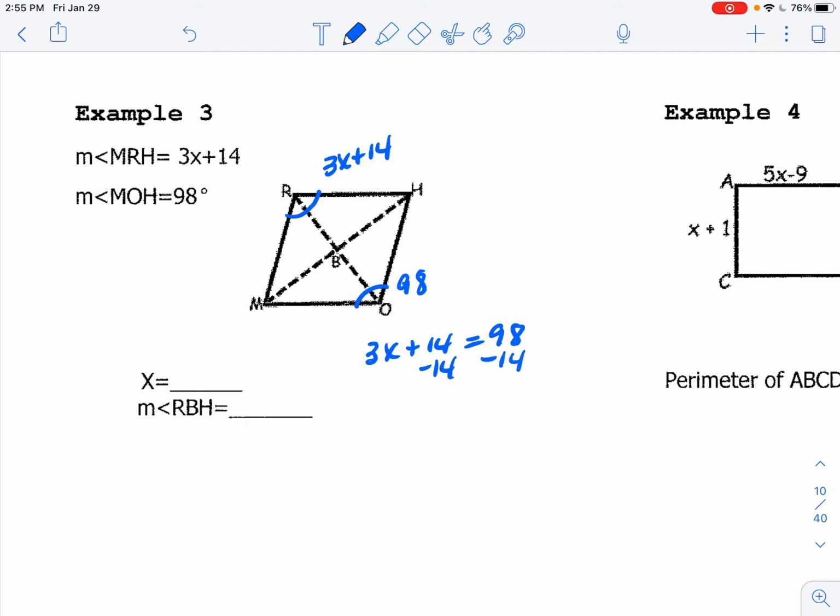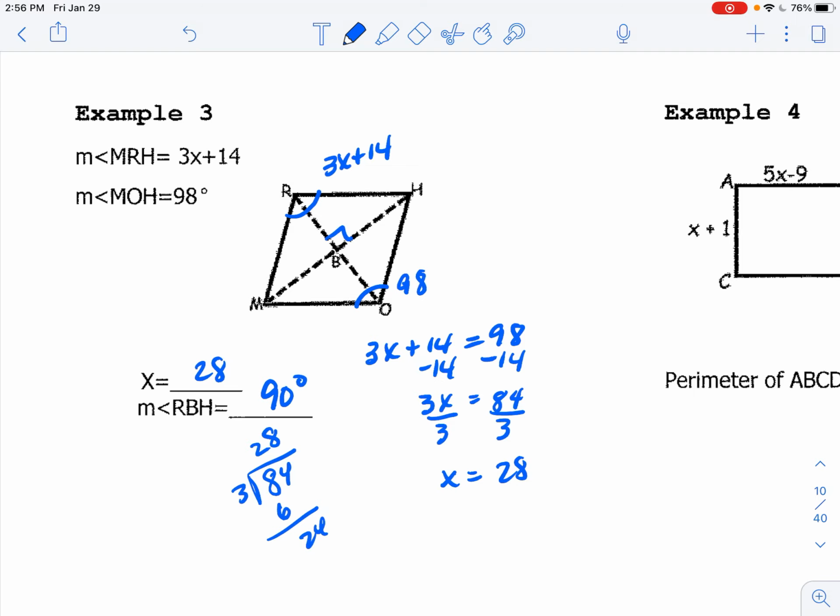If I subtract 14 on both sides, what is that going to be? 84. And if I divide both sides by 3, x is equal to, how about 28? All right, now we need to find the measure of RBH. Oh, well, diagonals are perpendicular, so that's an easy one. That's a 90.